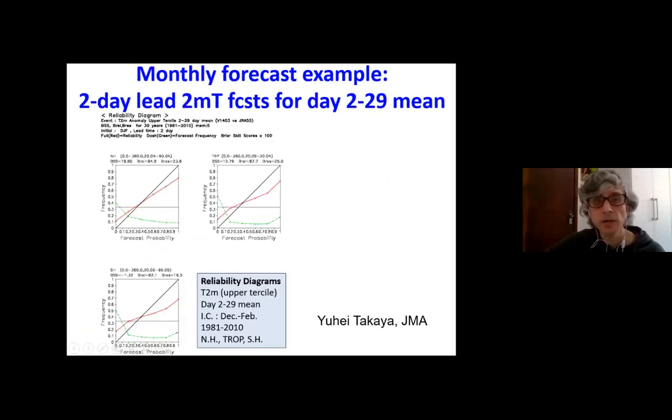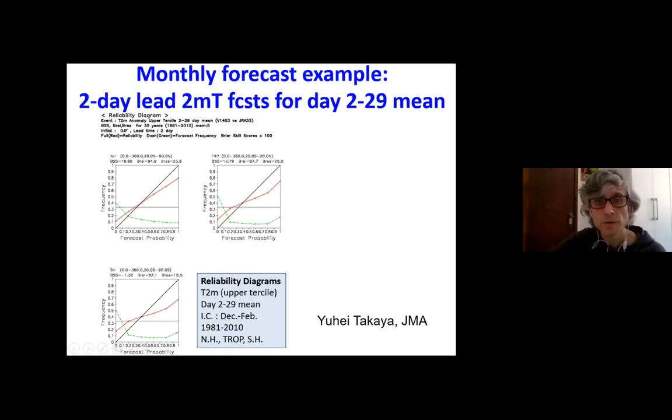Another example here is for the Japanese model in terms of monthly forecasts, again for 2 meter temperature in the upper tercile, for days 2 to 29. You have similar assessments of quality for the northern hemisphere, tropics, and southern hemisphere, and some are better than others. In that case, it looks like the northern hemisphere temperatures have better quality than the other two regions.